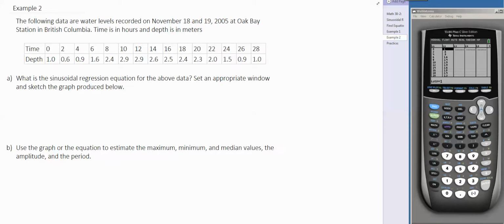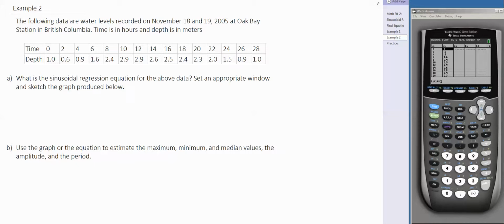So this is example number 2, and again, pause the video and enter the data. The following data are water levels recorded on November 18th and 19th, 2005 at Oak Bay Station in British Columbia. Time is in hours and depth is in meters. Once you have your data entered, you're going to do a sine regression, and we'll set the appropriate windows and sketch the graph that's produced.